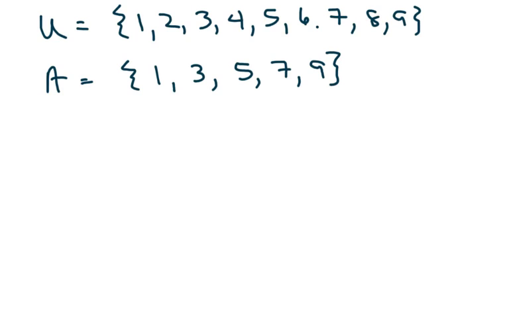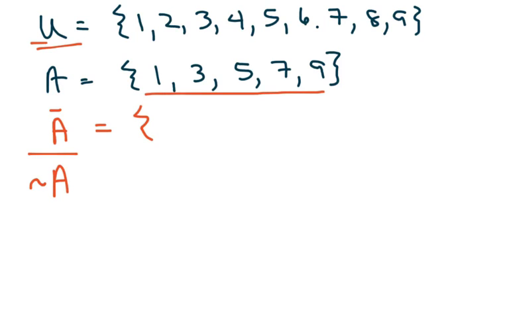Okay, now let's look at some examples. We have a universal set here, and we have set A, and we're going to talk about the complement of A. So write it like this. Some people write it with a tilde sign in front. We're going to use the bar A. So the complement of A is what's not in A as compared to the universal set. So we look at this and what is not in A that is in the universal set, and that would be our even numbers here.